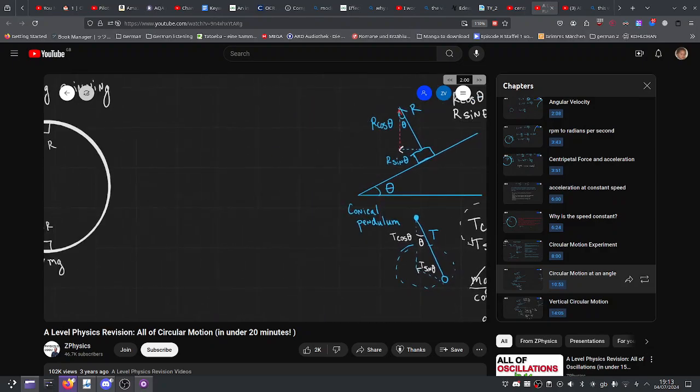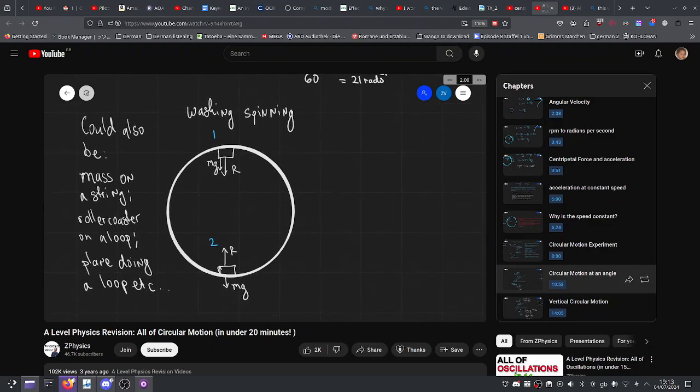Okay, and finally, let's have a look at vertical circular motion. So this is just an example of some washing which is spinning in the drum of a washing machine, but this could be a bunch of other situations as well. For example, it could be a mass on a string that is being moved in a vertical circle, or it could be a roller coaster in a loop, or a plane doing a vertical loop, etc. Now, let's imagine two positions, 1 and 2. Notice that in position 1, mg and the normal reaction R are in the same direction. In position 2, mg and R are in opposite directions.